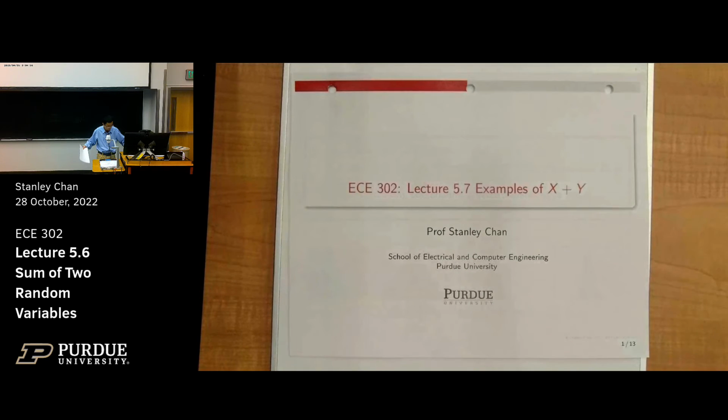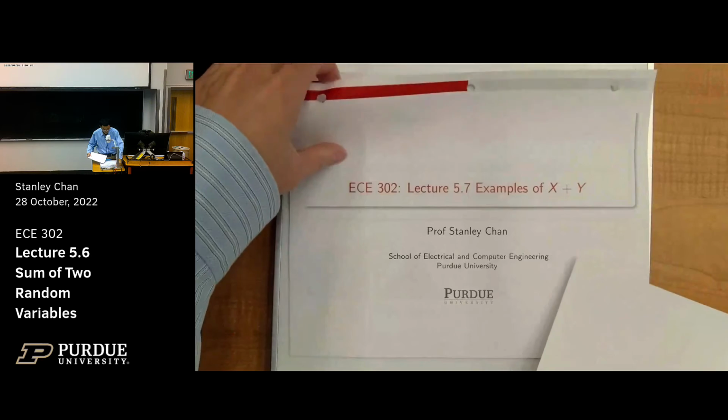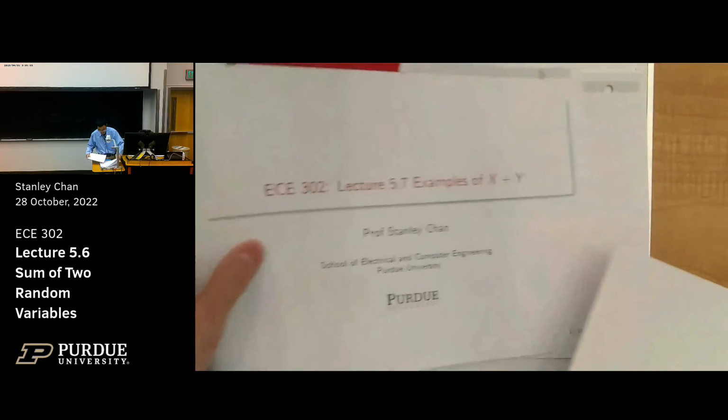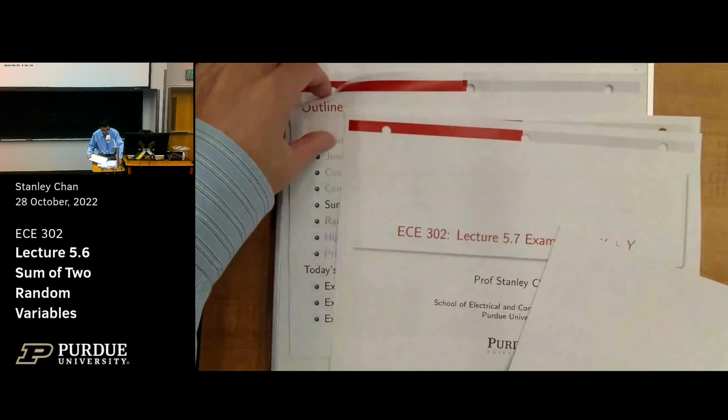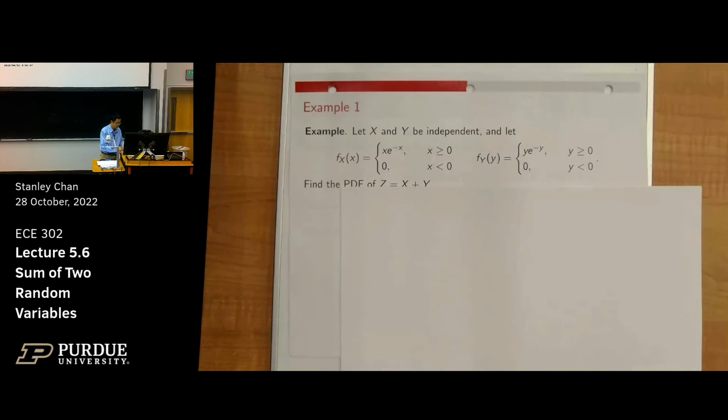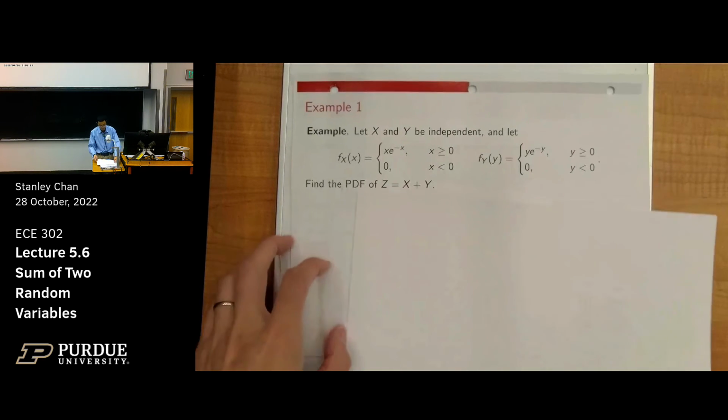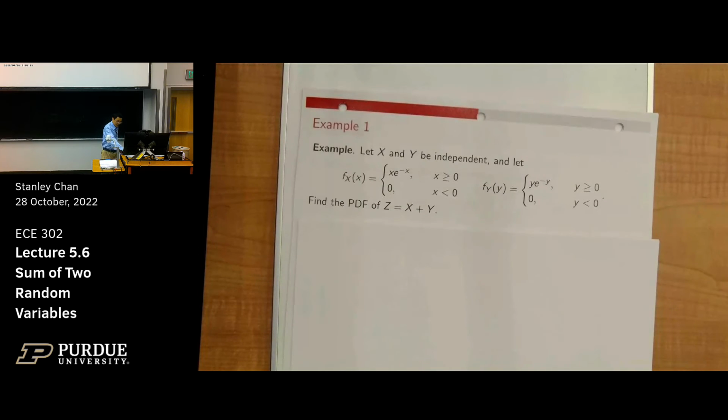Let's start with the examples. So what is the deal here? The deal is this problem. Don't worry, I will go back to 5.6 once we see the example. The deal is this. You have two random variables, x and y. The PDFs are given. And I want to find the sum, x plus y, define it as z. I want to find the PDF of z.